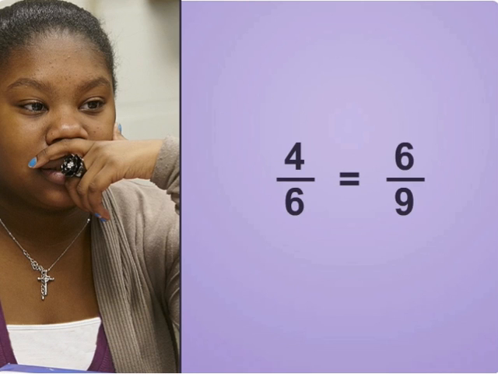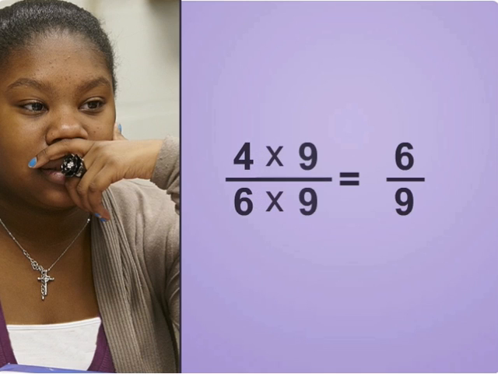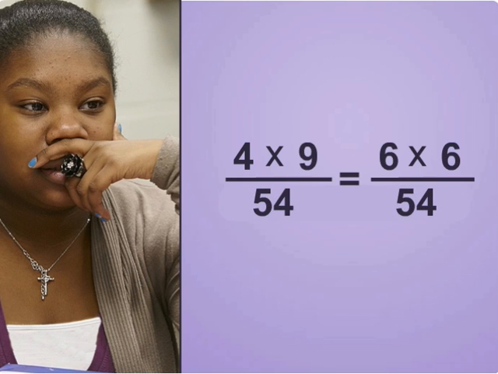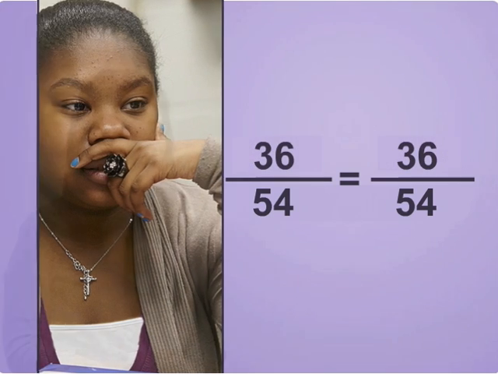Consider the ratios of 4 to 6 and 6 to 9. Multiply 4 over 6 by 9 over 9, which is the same as multiplying by 1. Then multiply 6 over 9 by 6 over 6. Calculate and check that the denominators are equal. If two equal fractions have the same denominator, then the numerators are equal as well.